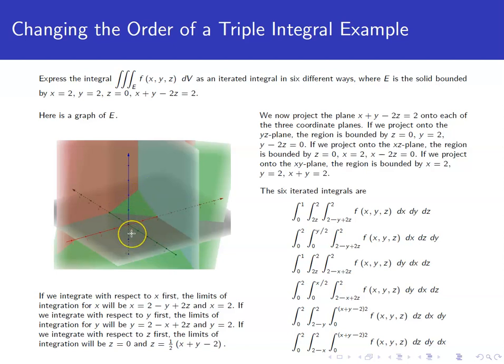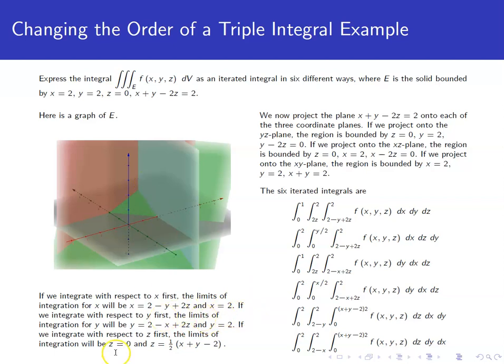All right. So if we wanted to integrate this with respect to x first, our x would go from the surface defined by the plane x plus y minus 2z equals 2, to the plane x equals 2. We would need to describe that plane as x equals a function of y and z. So we would solve for x and get x equals 2 minus y plus 2z. That would be your lower limit of integration for x. The upper limit of integration for x would be 2.